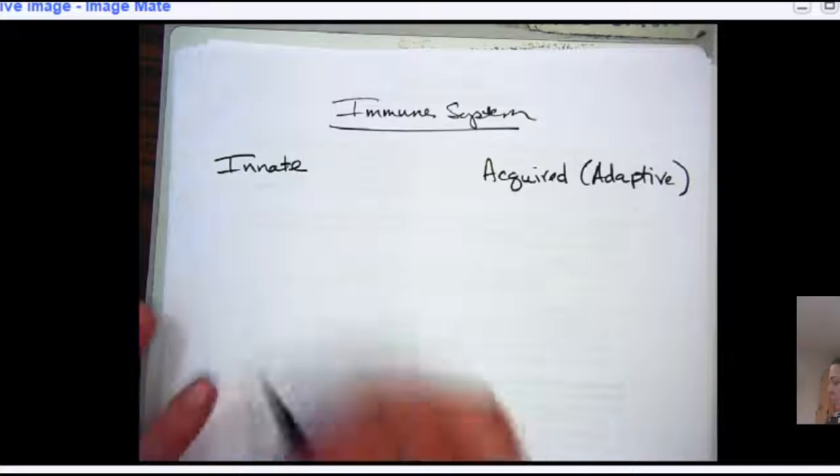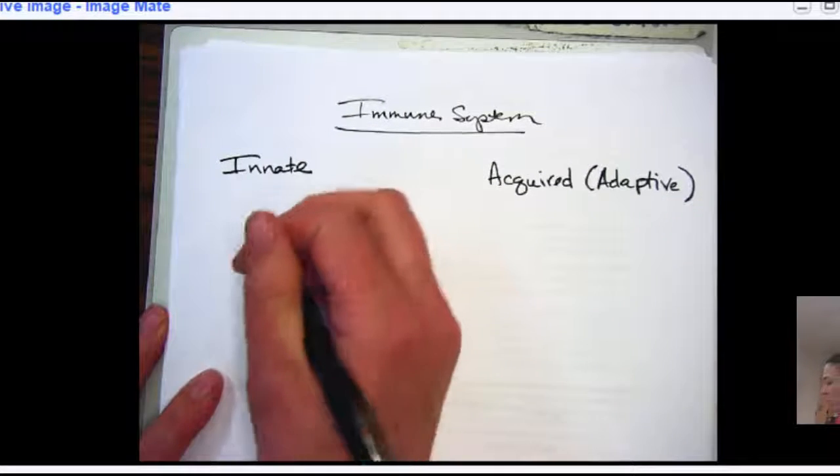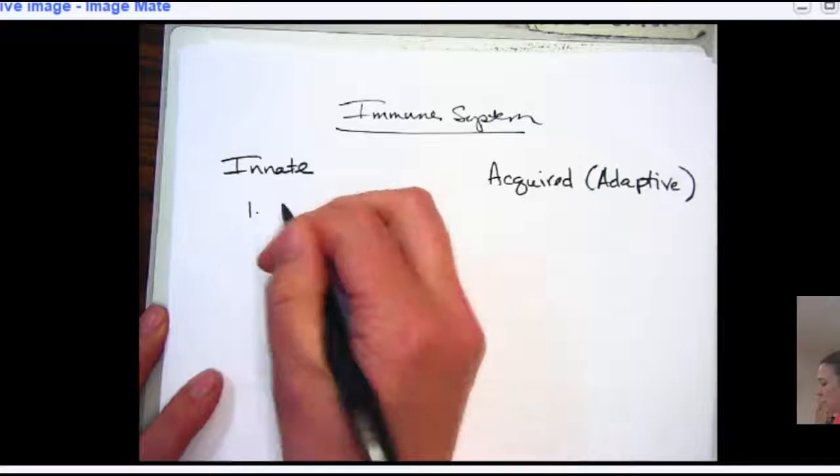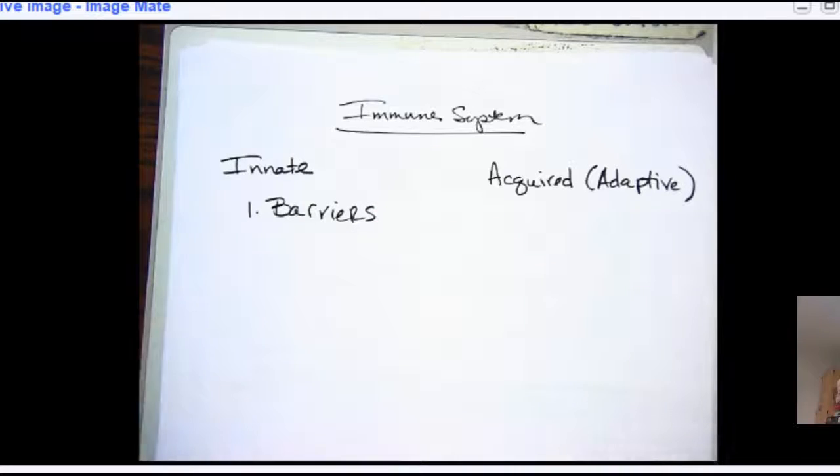We'll start with innate and then we'll come to acquired. The first part of the innate immune system is just barriers. So your skin is a barrier to pathogens. It could be the digestive enzymes in your eyes, or your stomach enzymes, just anything like that. The pH of your stomach, the pH of your skin, all of those are resistant to pathogens.